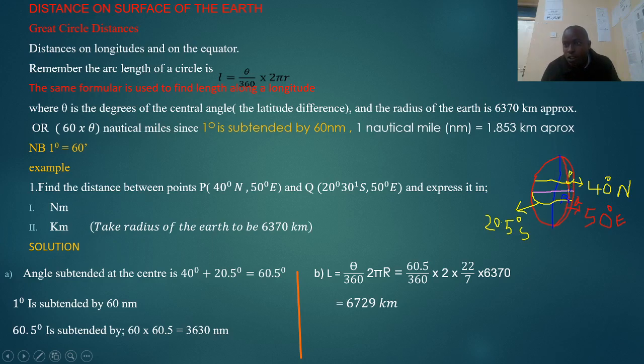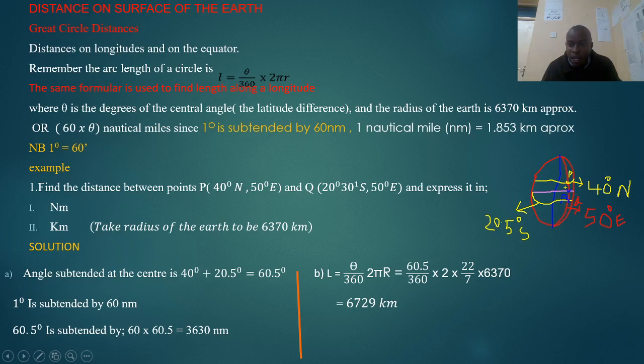You just sketch. After sketching, you are able to give the values: 50 degrees east and 50 degrees. So we've calculated the latitude difference, so that we are able to find this distance here. Remember, one is south, another one is north.